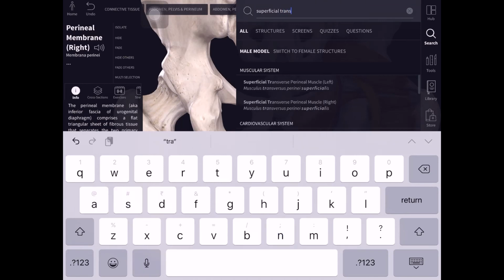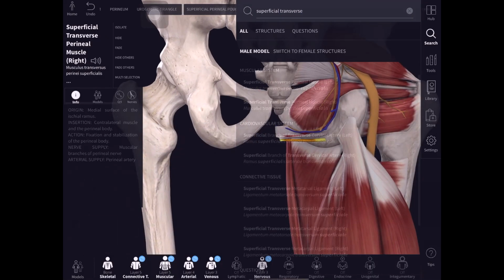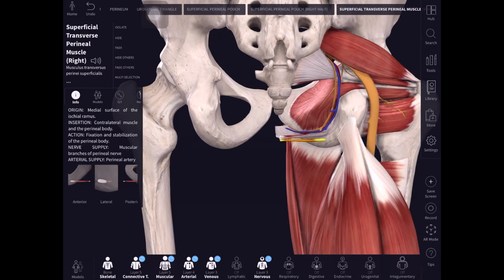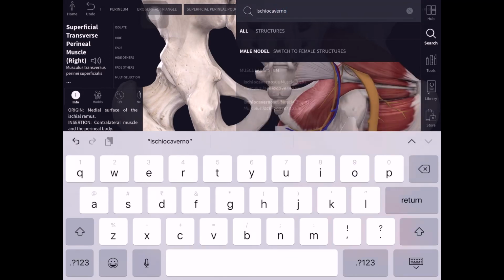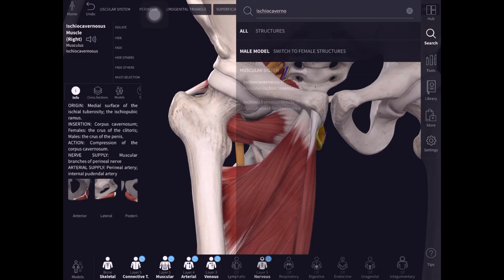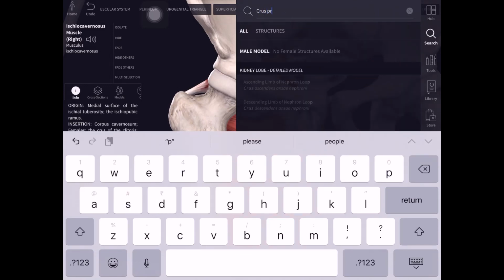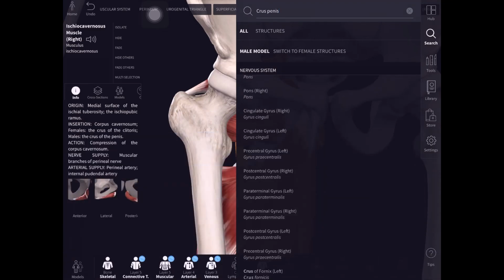We also need superficial transverse perineum muscle, right. Okay, so then ischio-cavernosus, right. Then crus penis, I doubt crus penis is there here, but let us put. So it is not there, I think. Not there. Okay.